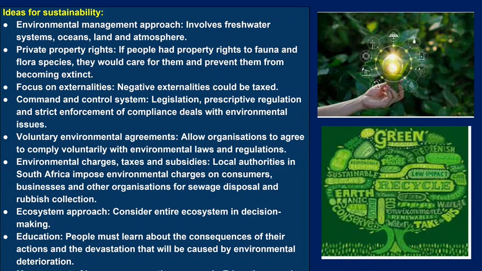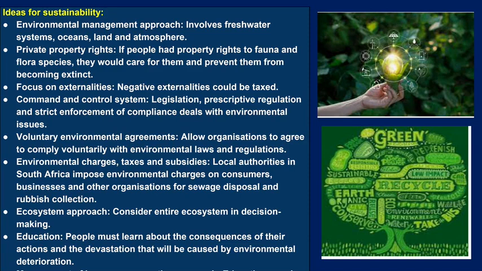Ideas for sustainability. The environmental management approach involves freshwater systems, oceans, land, and atmosphere. Private property rights: if people had property rights to fauna and flora species, they would care for them and prevent them from becoming extinct. Focus on externalities. Negative externalities could be addressed by tax, a command and control system, legislation, prescriptive regulation, and strict enforcement of compliance to deal with environmental issues.